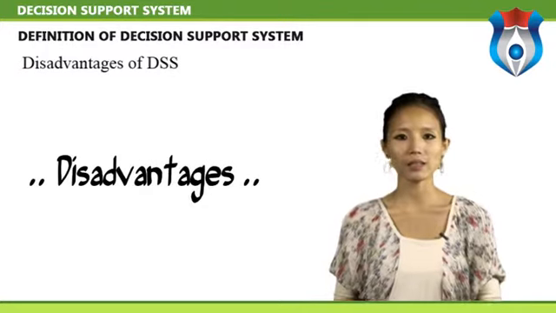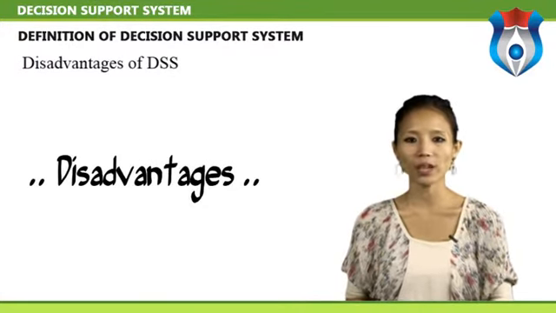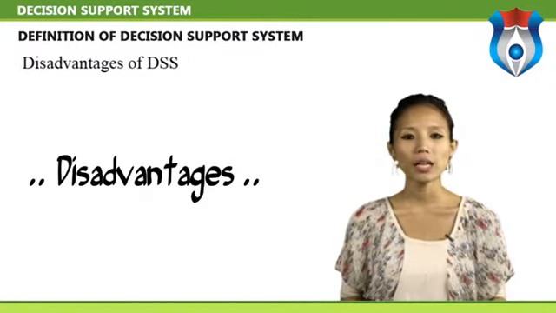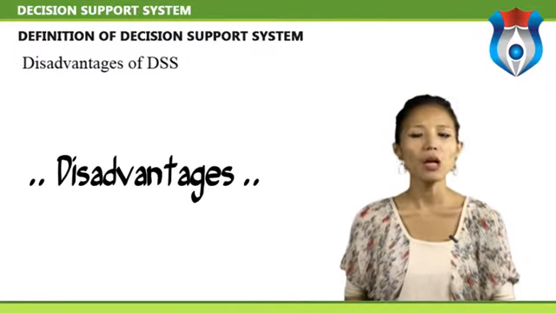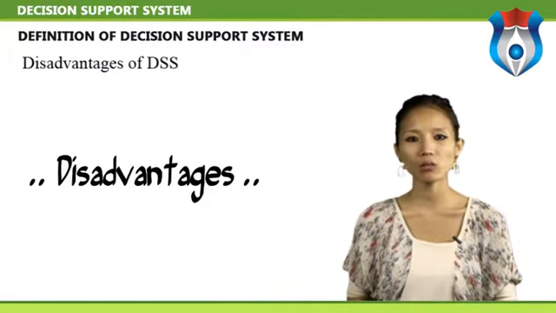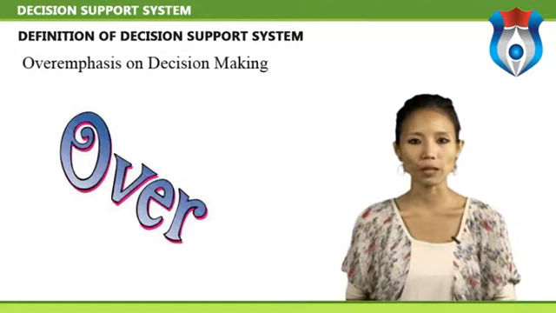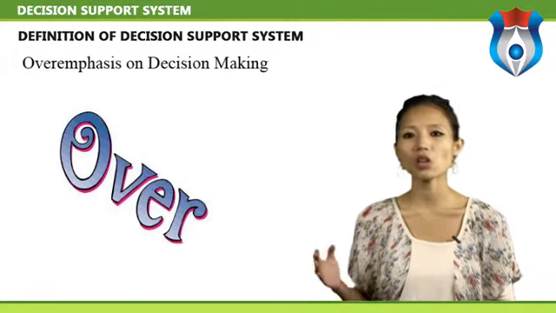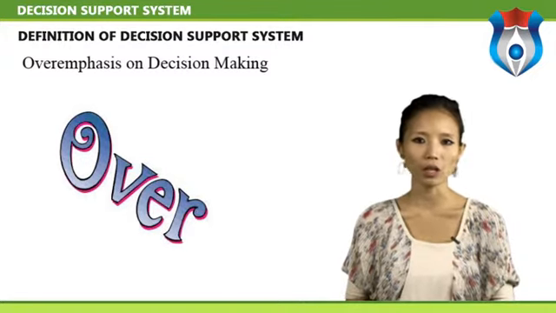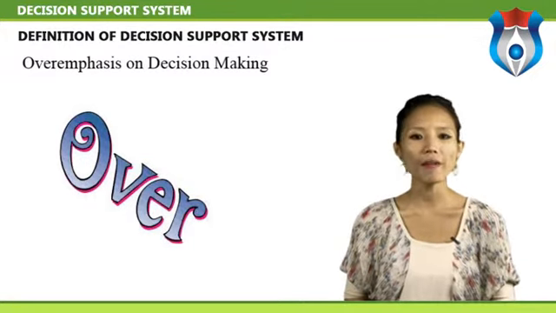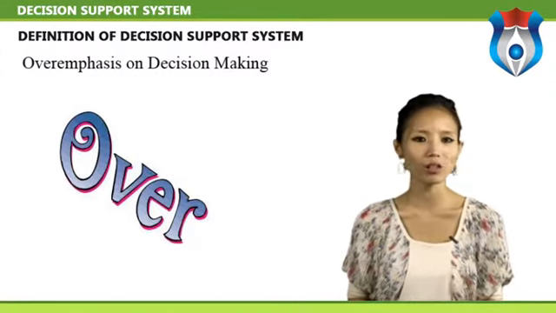Disadvantages of DSS. DSS should accomplish a purpose that is valued by the organization and supports the individual and groups who use the system. However, building and using DSS can create negative results. Overemphasis on decision making. The focus of building a computerized system is obviously on decision and decision making. However, overemphasis on decisions and decision making is often the result.